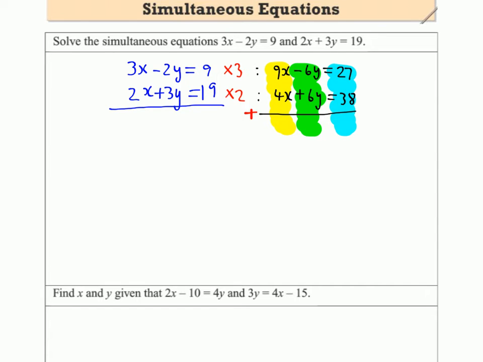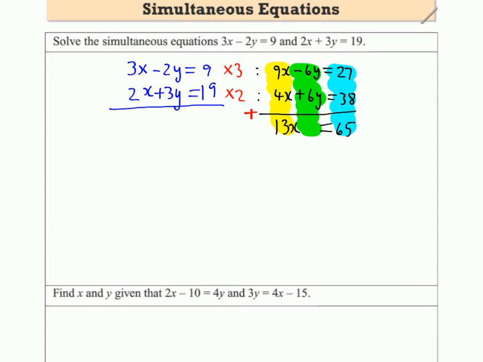So 9x plus 4x, that's 13x. Minus 6y plus 6y is 0. That's nothing, so there's no need for us to put the equal sign down. If I add this up, 27 and 38 is 65. It's useful for you to use your calculator to always double check, just in case you make any careless mistake.